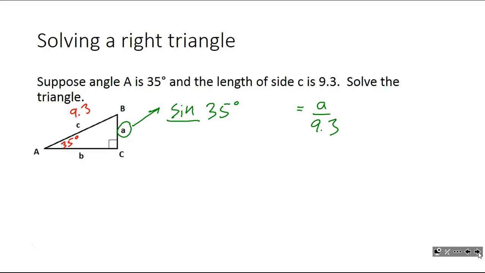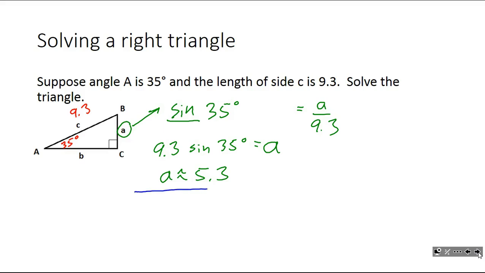The way we'd solve it would be to clear the fraction. We'd multiply both sides by 9.3. That would give us 9.3 sine of 35 on the left, and on the right, multiplying by 9.3 would give A. Notice this is just a calculator problem now. Before you use your calculator, you want to make sure it's in degree settings. And since the side C was given to 1 decimal place, I'm going to round A to 1 decimal place also. I got 5.3 for that. So there we are. We now know side A.